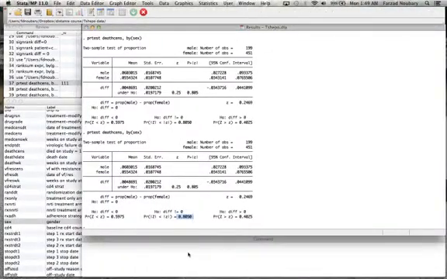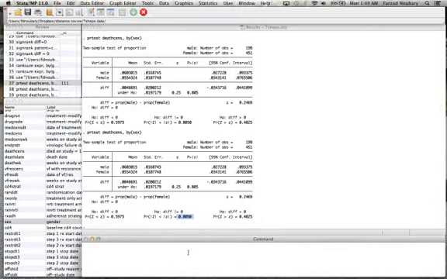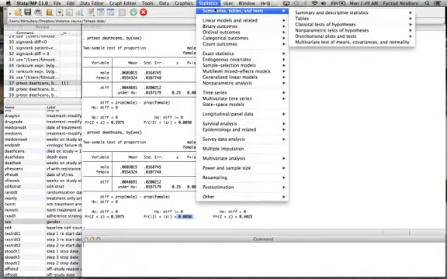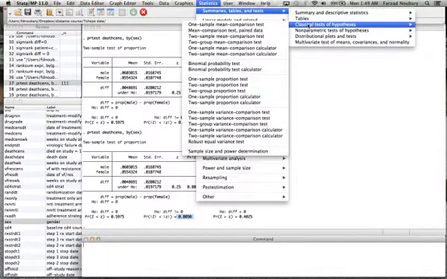So again, just like we always do, after seeing the commands, we want to think about how could we carry this test out if we didn't know the commands and we wanted to use the drop-down menus, okay? So how would we do that? Well, we would go to statistics, summaries, tables, and tests, classical tests of hypotheses, and then the two-group proportion test.